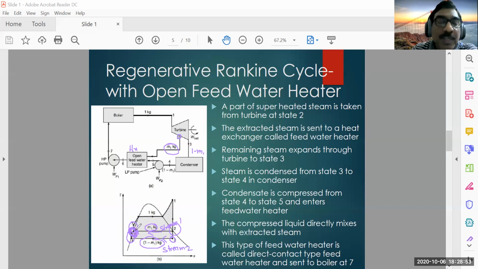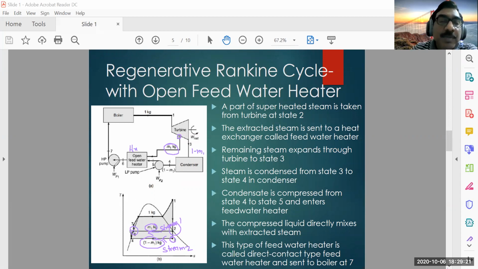So these two are mixed at this particular point. In this particular point, the stream 1, that is 1 minus m1 kg of steam, is expanded fully in the turbine, and the m1 kg of steam is expanded only up to point 2. Both will be mixing at this point, that is the feed water heater.